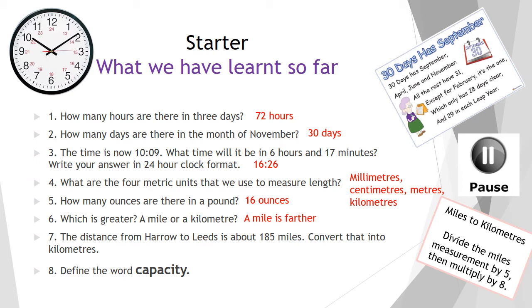The distance from Harrow to Leeds is about 185 miles. Convert that into kilometers. Well, we've got some help on screen. 185 divided by 5. So remember we talked about how to do that. You can divide by 10 and then double it. So you would have got 37, and then times that by 8. You would have got 296.